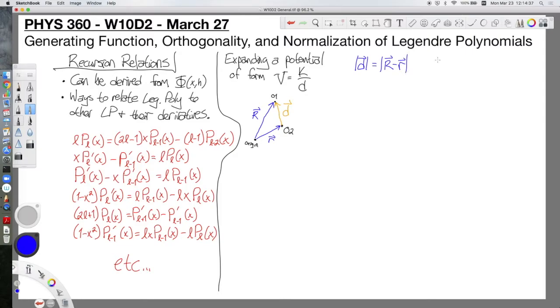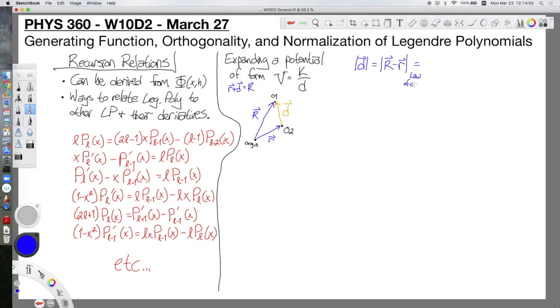And this is because, as we can see from vector addition down here, little r plus d equals big R. So we just turn that around to solve for d. d is big R minus little r. And we need to know the magnitude of this.